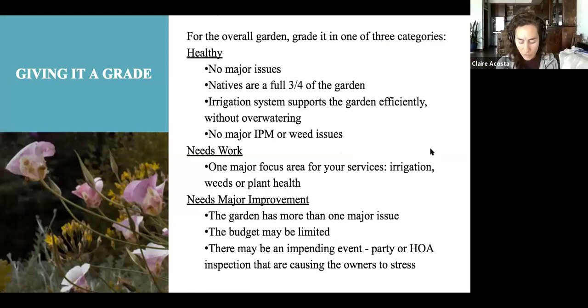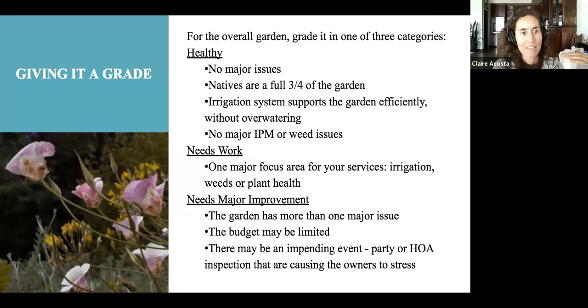That last part there is the overall garden grade. You definitely want to give it some kind of grade, because categorizing how much work needs to be done is important for determining your costs, so you get a more accurate estimate.